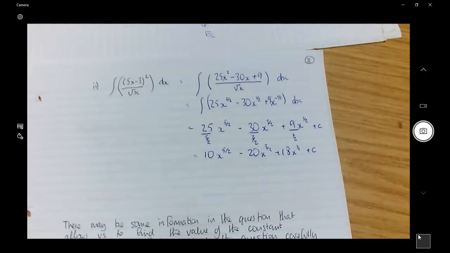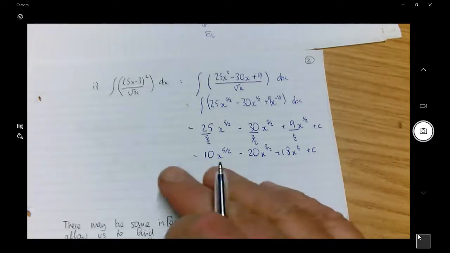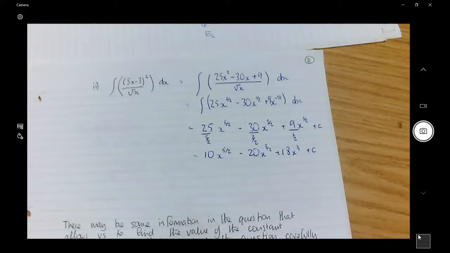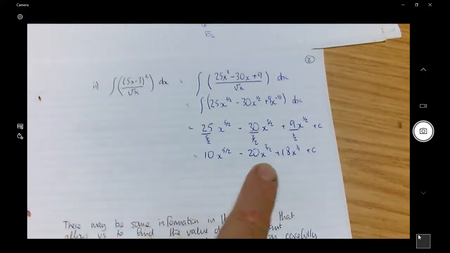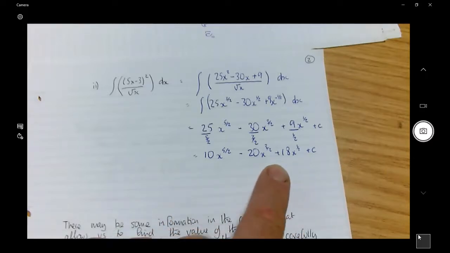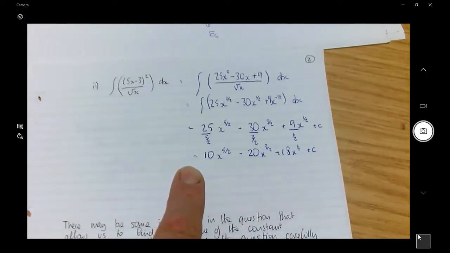To be honest, if you're not told to give it in any particular form, the less you do to something, the more chance you've got of not losing accuracy marks at the end. Okay? You could factorise out the 2 from that.